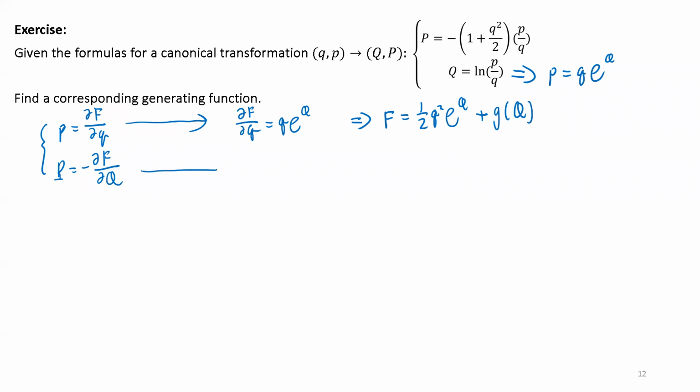So now look at the second equation over here. The capital P is minus partial f partial capital Q. Let me write it first: minus partial f partial capital Q. Just take this, and that would be minus 1/2 small q squared e to the capital Q, minus dg d capital Q. And on the other hand, we know that this capital Q is given here.